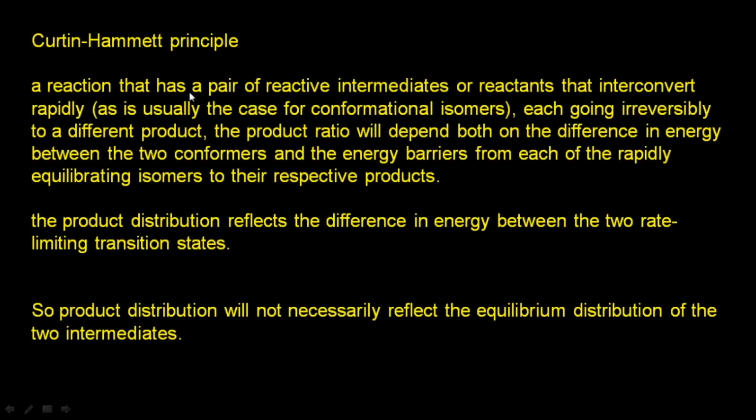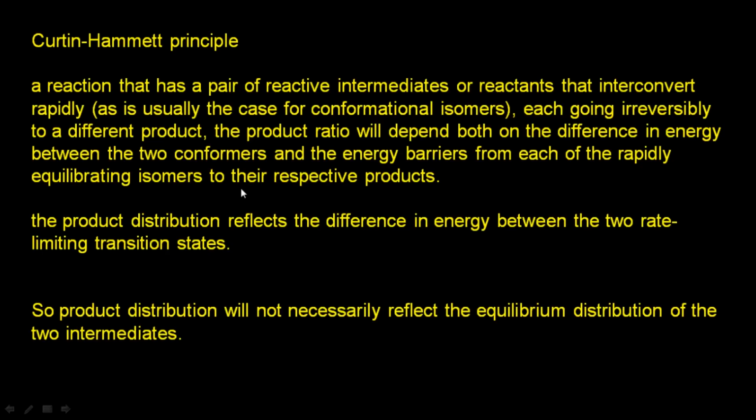What it says is: a reaction has a pair of reactive intermediates or reactants that interconvert rapidly. If you have, say, A and B, two different conformations, they interconvert very fast because the energies are not very different, each going irreversibly to a different product. They quickly shift from one conformation to another, but then they go into the product. So the product ratio will depend both on the difference in energy between the two conformers and the energy barriers from each of the rapidly equilibrating isomers.